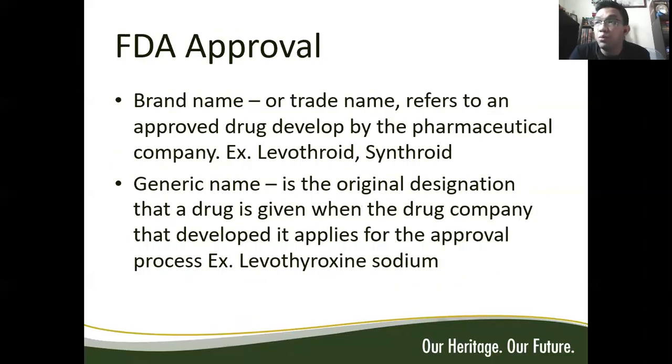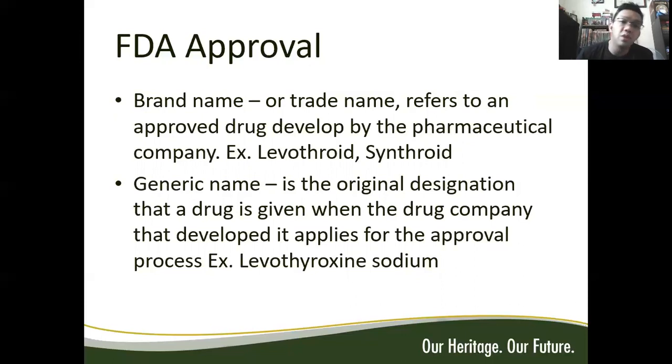Now, FDA approval. So once the drug passes phase 3 of the drug development, it is now going to be approved by the FDA, and it is already going to be named. We have two names to remember here regarding drugs. First is the brand name, and the second one is the generic name. Brand name is also known as the trade name.